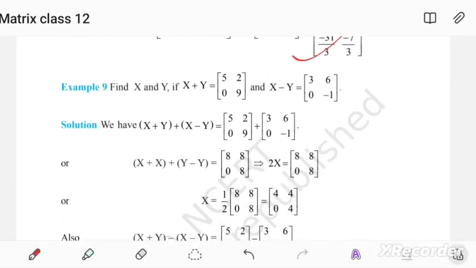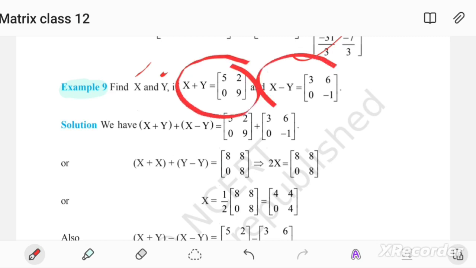Here, the example number 9 we are going to discuss. In example number 9, we have to find x and y. What are x and y? X and y are nothing but the matrices. What we are given? We are given x plus y and x minus y.